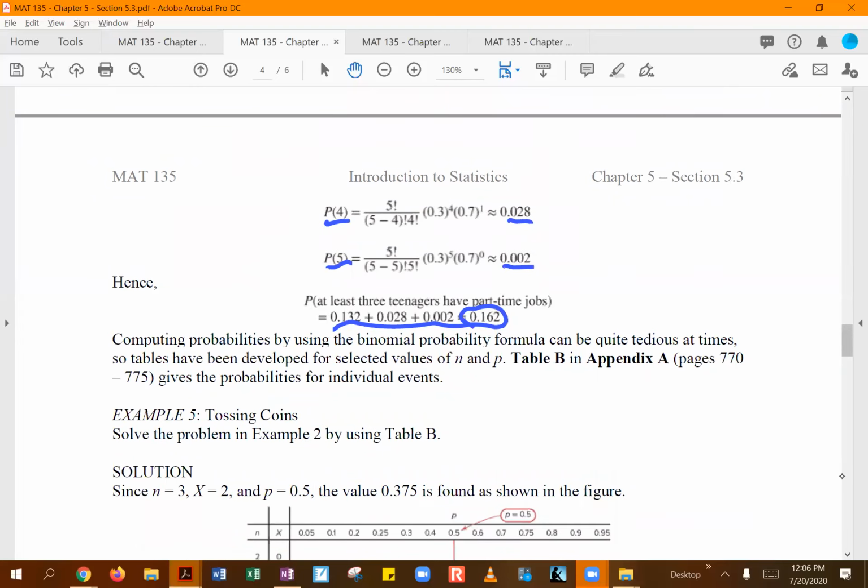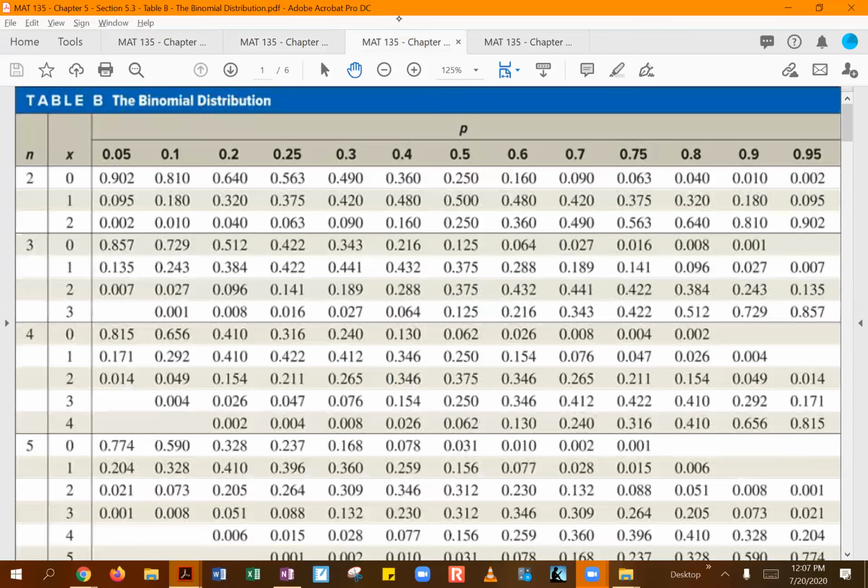So they are saying computing probabilities by using the binomial probability formula can be tedious, like we saw in this example, because we had to do it 3 different times. You can also use the tables for the binomial distribution, where you need to know your n and your p values. In this case, this is our table B. You can see we have our n value on the leftmost column, your probabilities on the top row, and then depending on what x value you have, you can select what that probability is going to be.